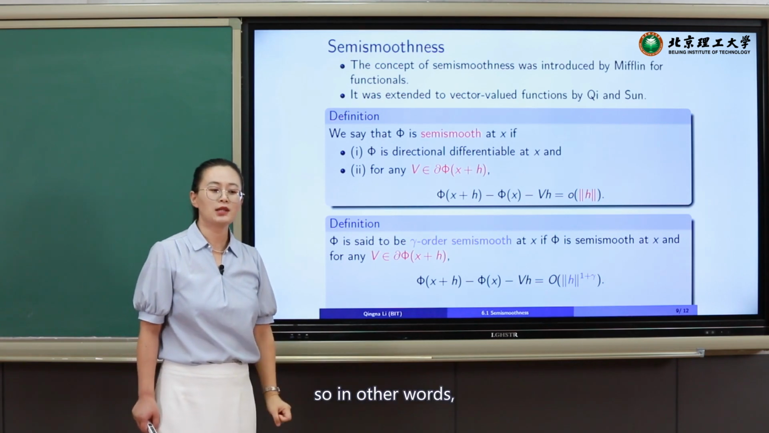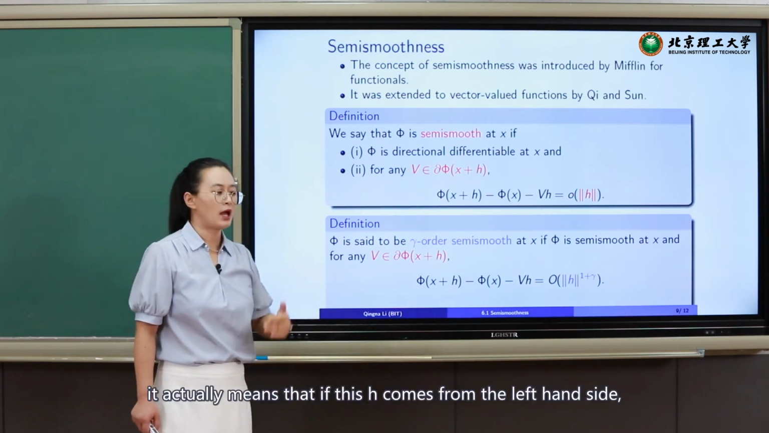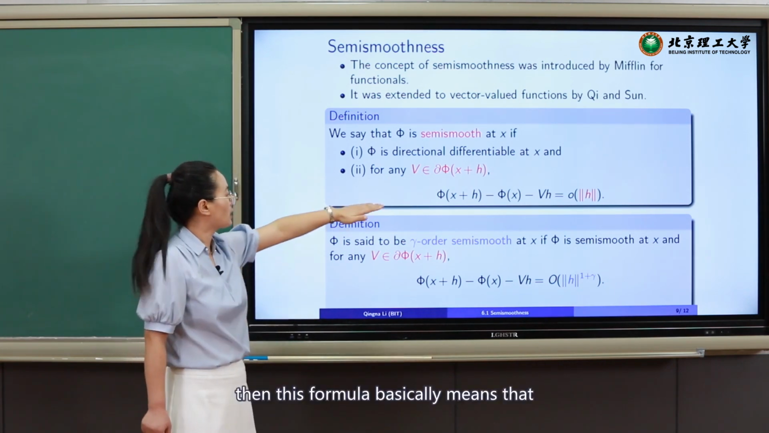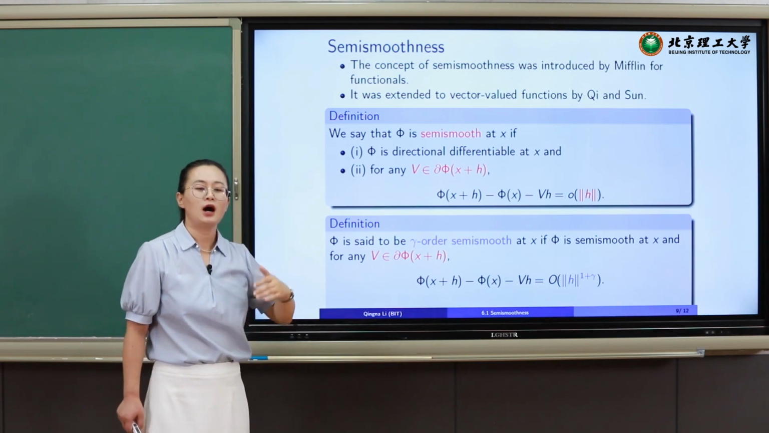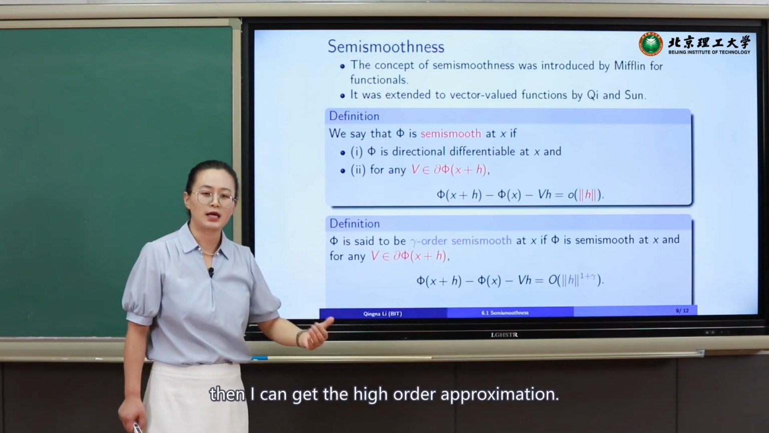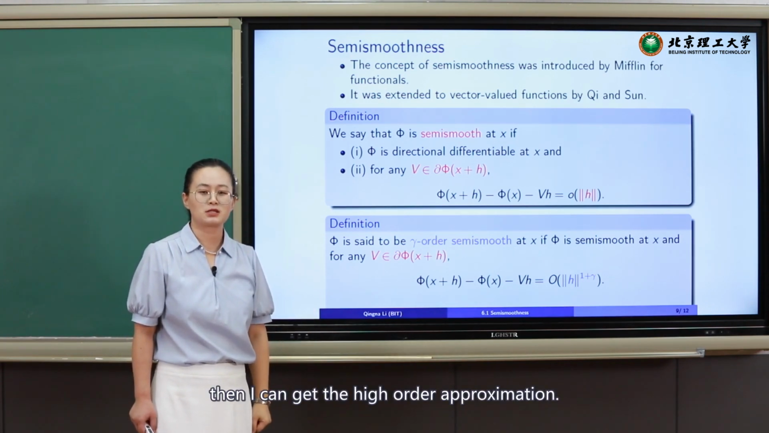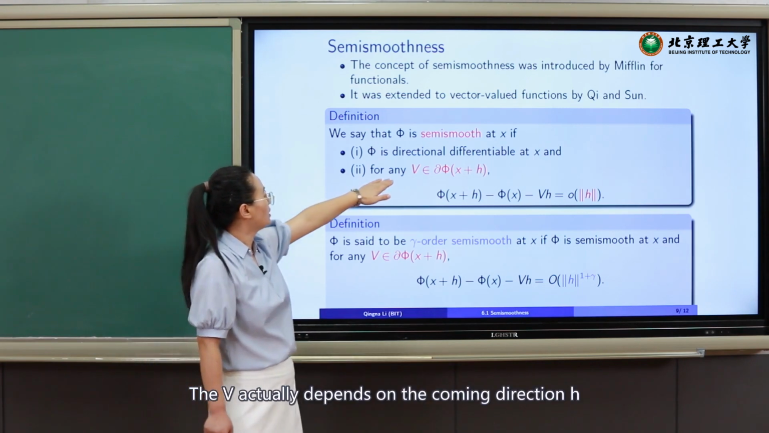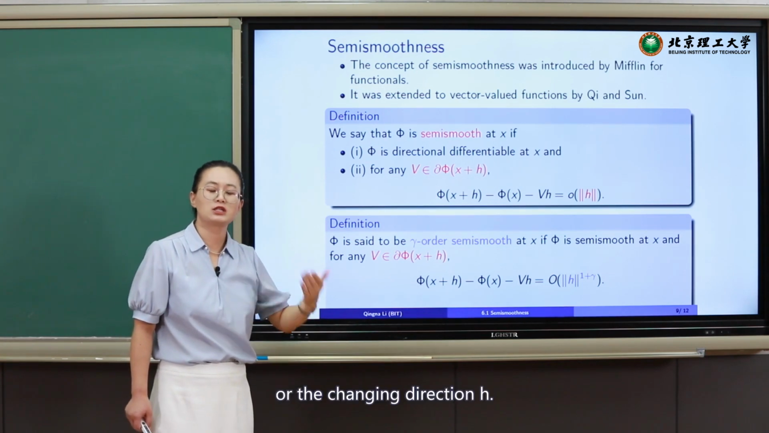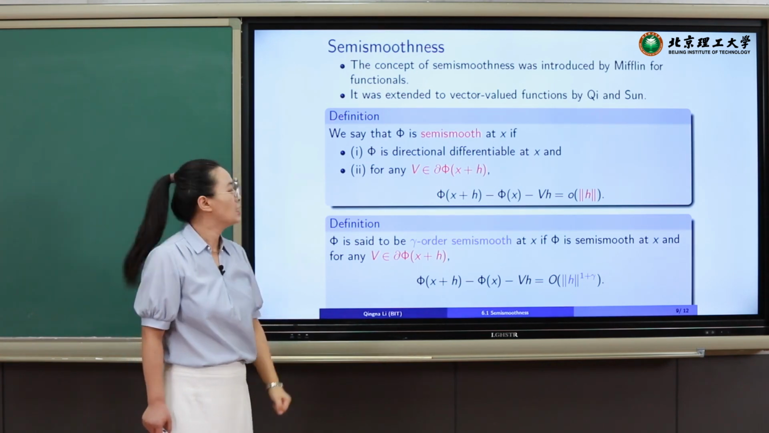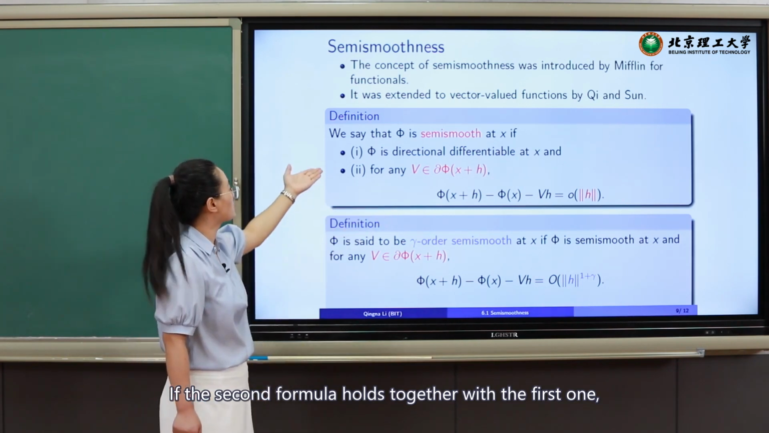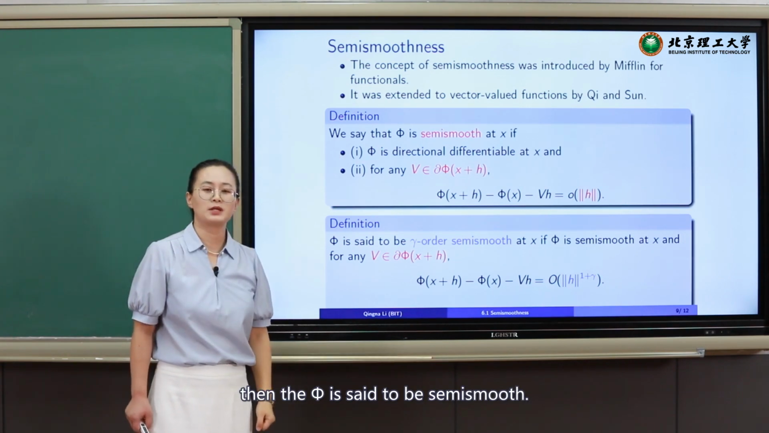In other words, if h comes from the left-hand side, this formula means that I do the expansion along the left-hand side, and then I can get the high-order approximation. So V actually depends on the coming direction h, or the changing direction h. If the second formula holds together with the first one, then phi is said to be semi-smooth.